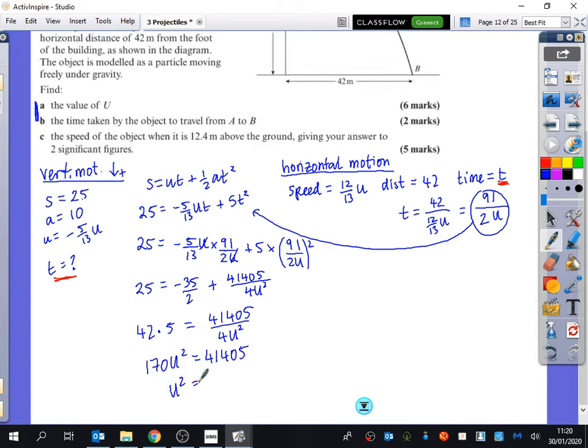So u squared is equal to, did I type that in? 41405 divided by 170 is equal to 243.55, blah, blah, blah. So u is the square root of that, which is 15.6 meters per second to 3 significant figures.